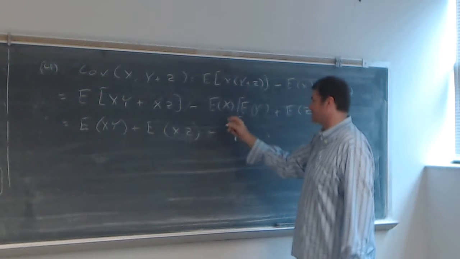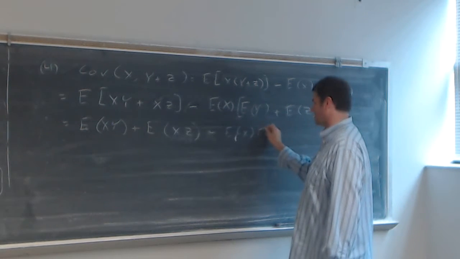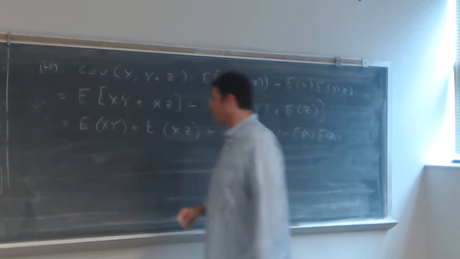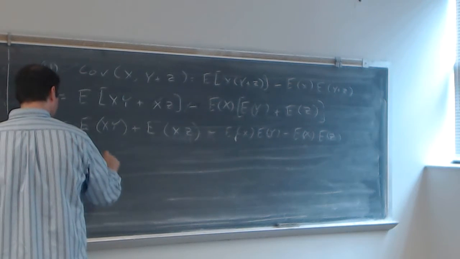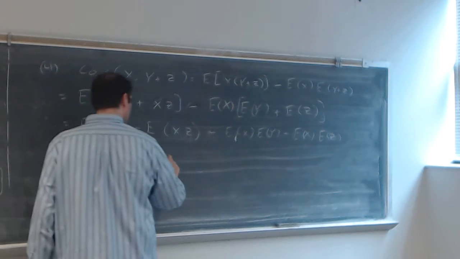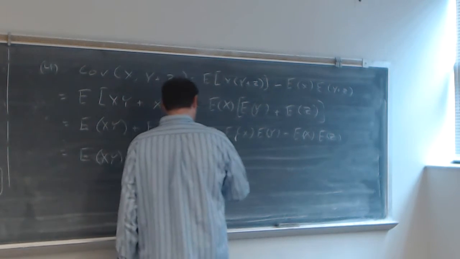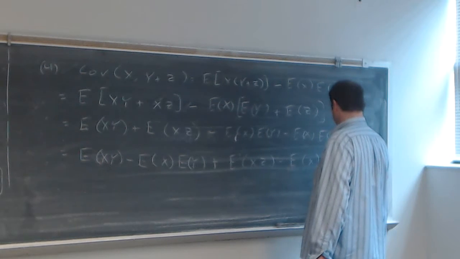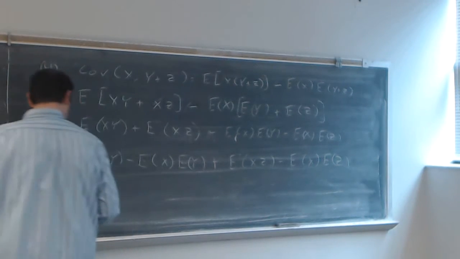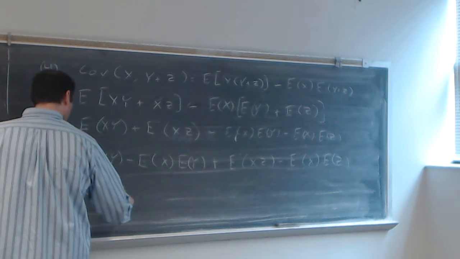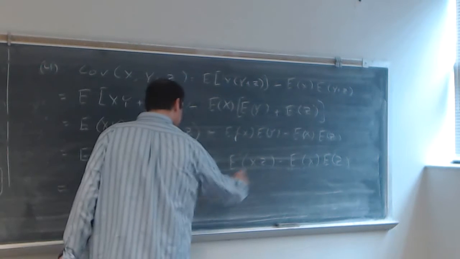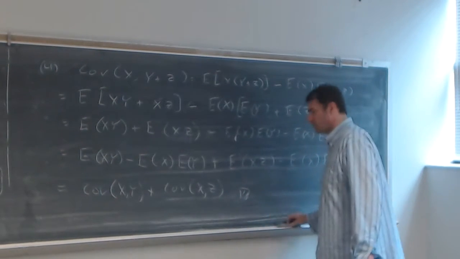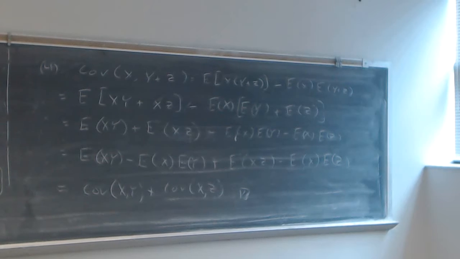Okay. Now, this is subtraction; when I distribute this expected value of X, I get the expected value of X times the expected value of Y, minus the expected value of X times the expected value of Z. Reorganizing these terms, I can have the expected value of X times Y minus the expected value of X times the expected value of Y, then plus the expected value of X times Z minus the expected value of X times the expected value of Z. And then that's equal to the covariance of X with Y plus the covariance of X with Z. So that is part 4. There's one last thing I want to do.